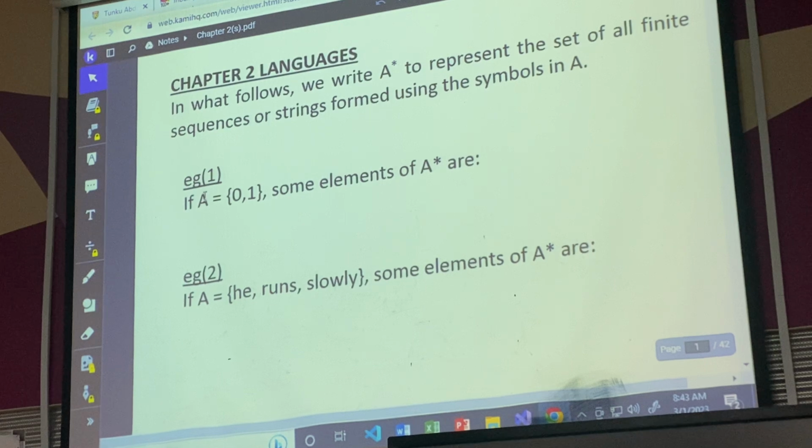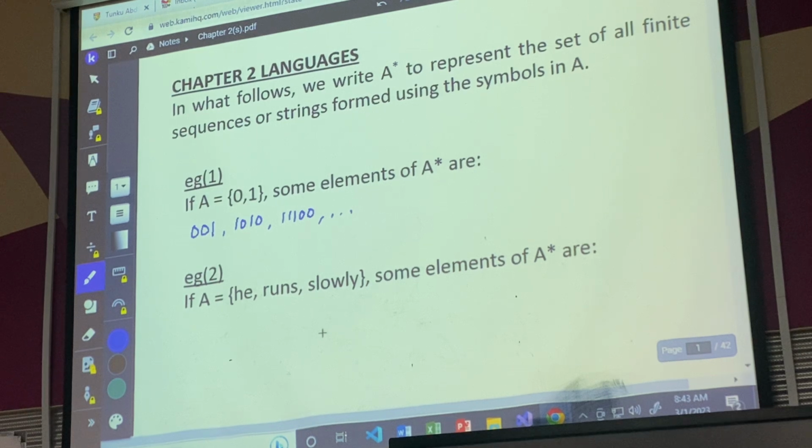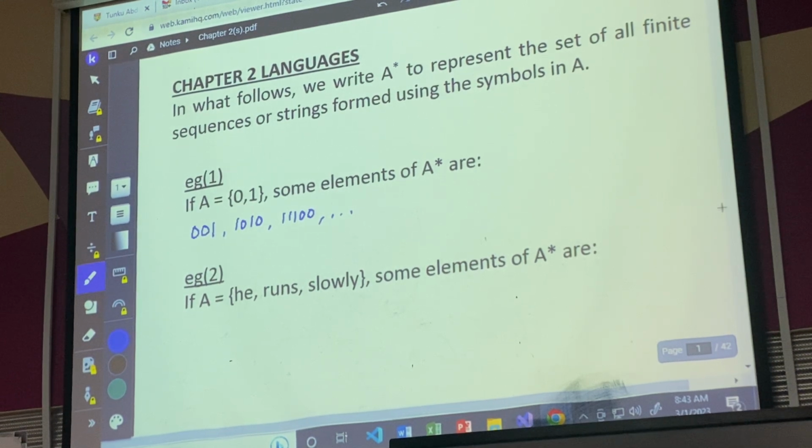So, for example, now let's say we have set A with elements 0 and 1. If you want to write elements in terms of a string, we can write 0 0 1. This is an example of a string. We just combine the elements from set A. You can have 1 0 1 0 1 1 1 0 0, and so on. All these are examples of a string. A asterisk will represent the set of strings.